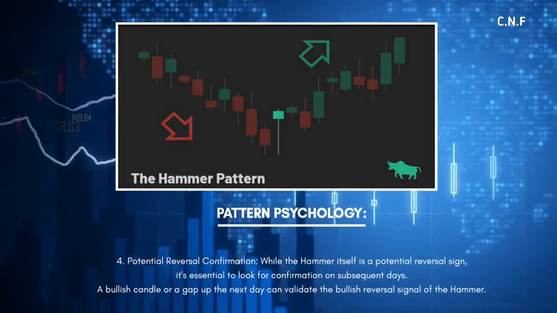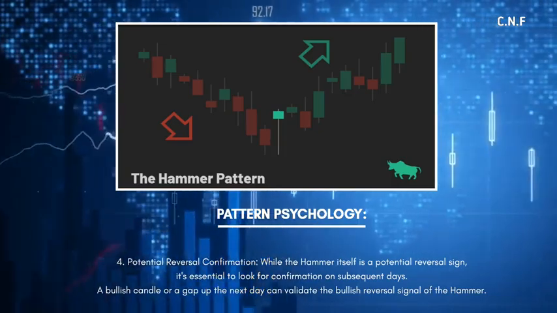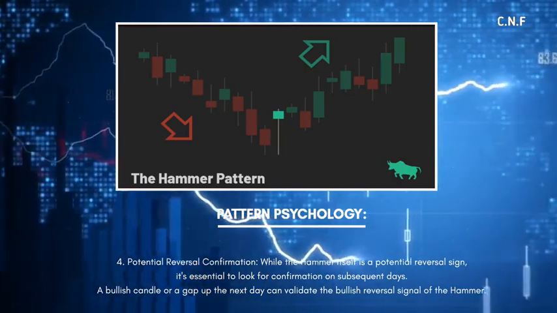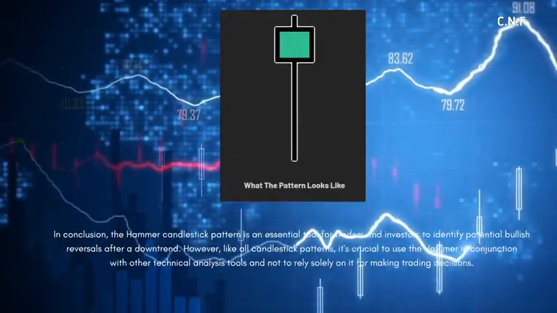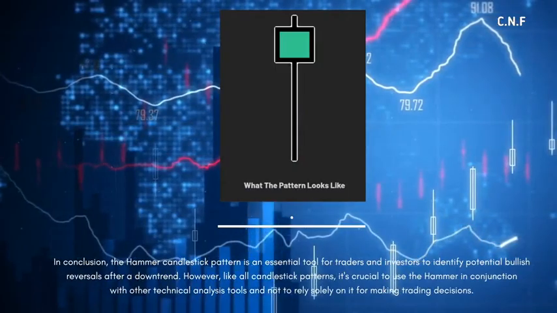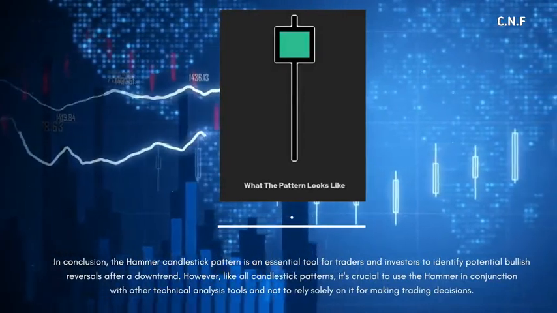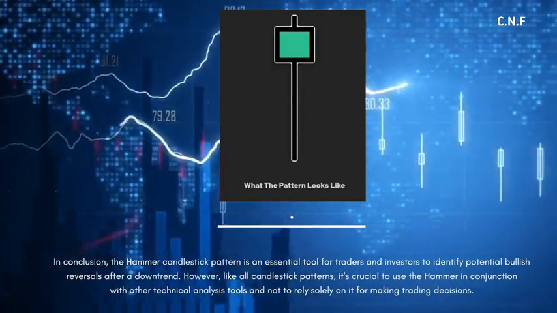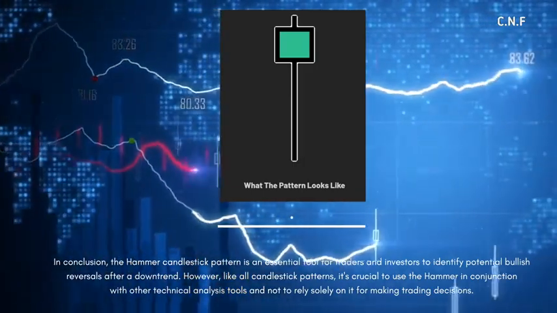Potential reversal confirmation. While the hammer itself is a potential reversal sign, it's essential to look for confirmation on subsequent days. A bullish candle or a gap up the next day can validate the bullish reversal signal of the hammer. In conclusion, the hammer candlestick pattern is an essential tool for traders and investors to identify potential bullish reversals after a downtrend. However, like all candlestick patterns, it's crucial to use the hammer in conjunction with other technical analysis tools and not to rely solely on it for making trading decisions.